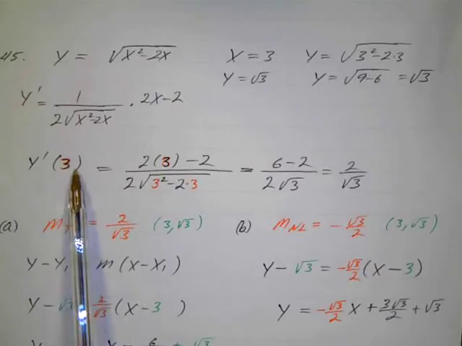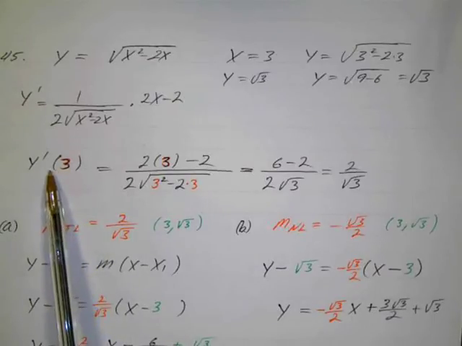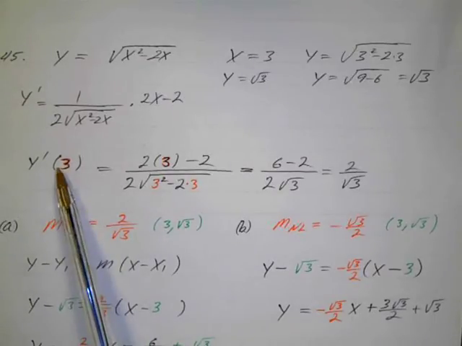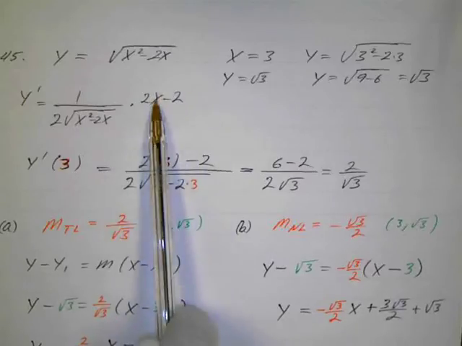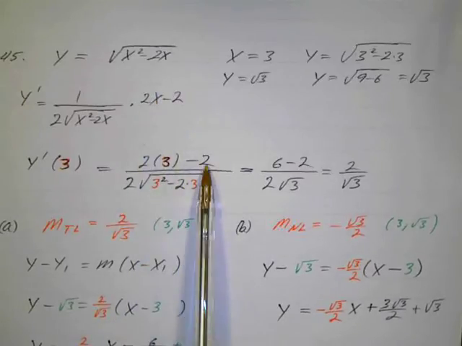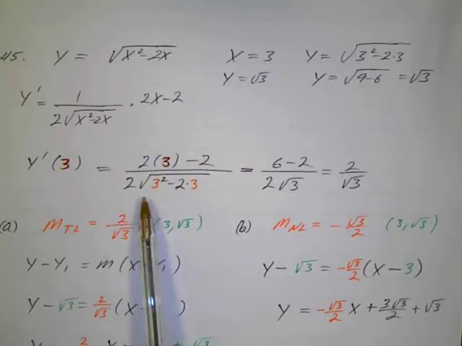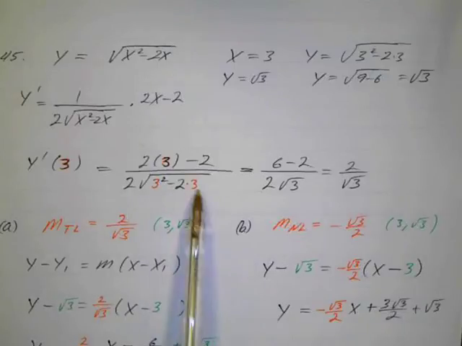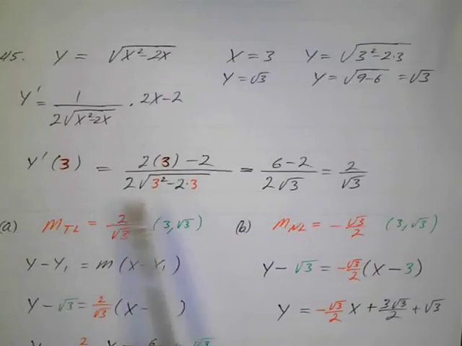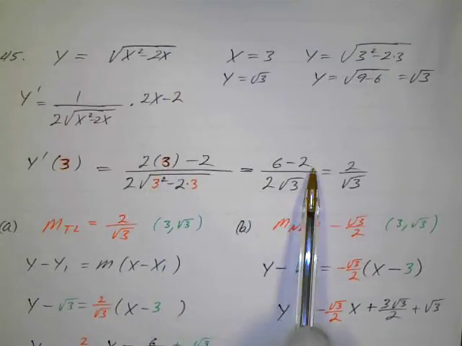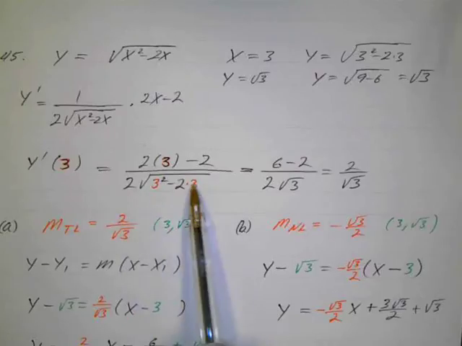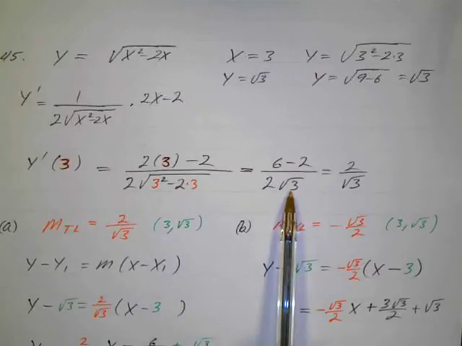And if I want to evaluate that to find the slope of the tangent line at 3, I put 3 in here. So every time I see an x, I put a 3. So I get 2 times 3 minus 2 on the top, and 2 times the square root of 3 squared minus 2 times 3. And this is 3 times 2 is 6, minus 2, over 2, and then the same as over here, the square root of 3.